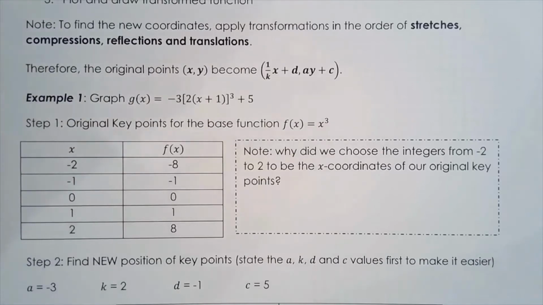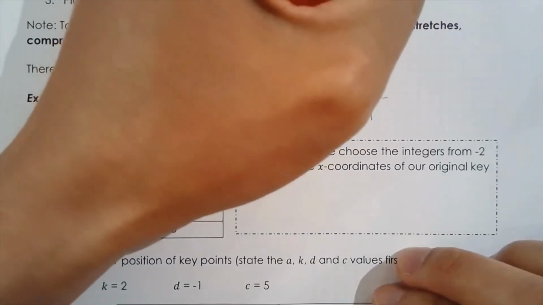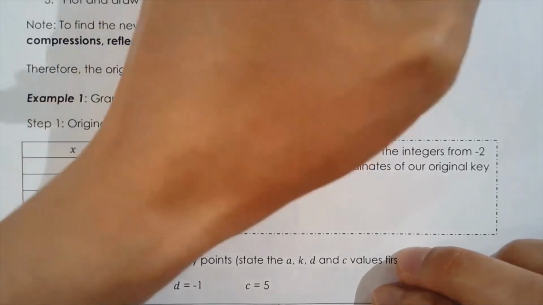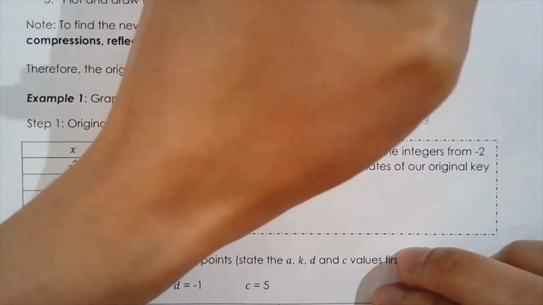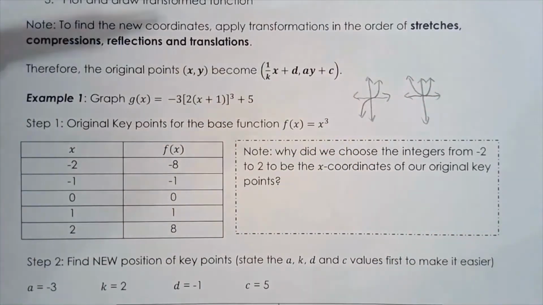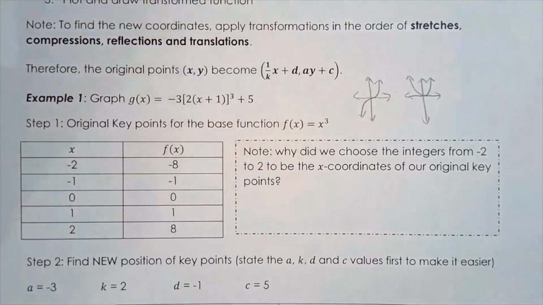I said, why did we choose the integers from -2 to 2 for our original points? Because you could have chosen, let's say, 5 to 10. You can choose the x values from 5 to 10, but that would be a pretty bad idea. So you choose -2 to 2 because hopefully you remember how your power functions look. Your power functions basically look like this or this. There's the linear one, but we're going to ignore the line.